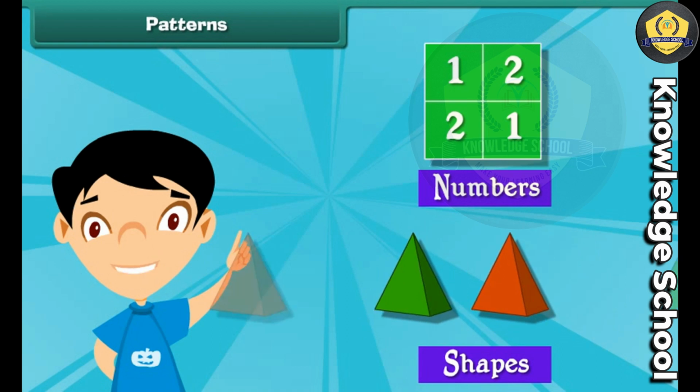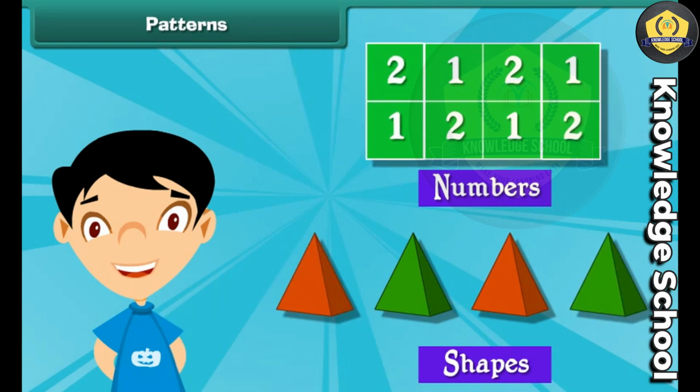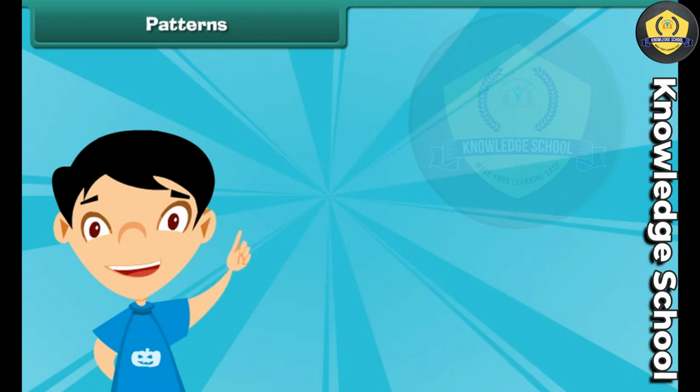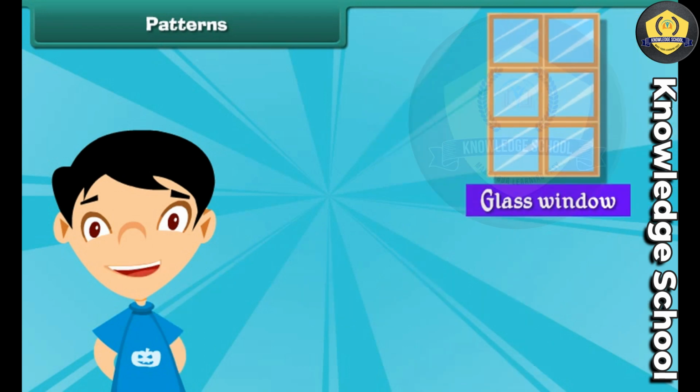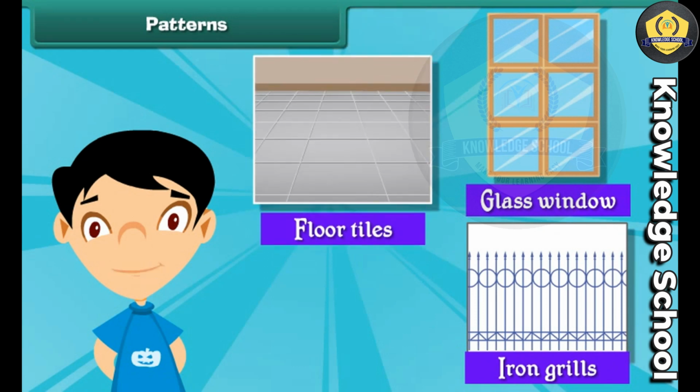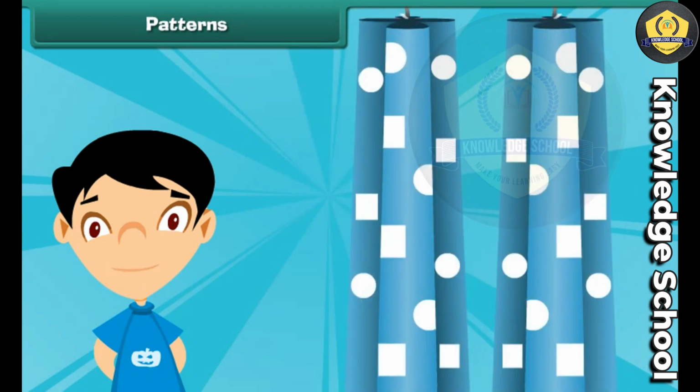Pattern is a set of shapes or numbers formed by repeating it over and over again. You can see a pattern in a glass window, iron grills, floor tiles. Look at the shapes on this curtain. Here circle and rectangles repeat to form a pattern.